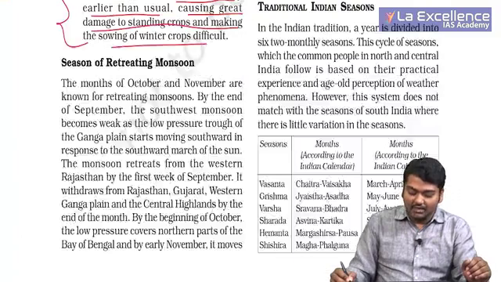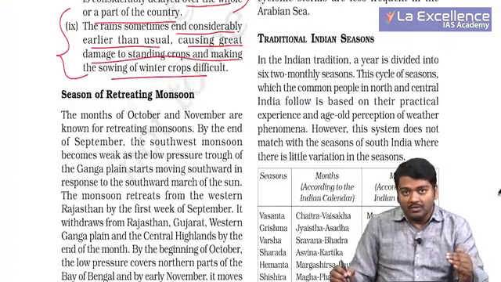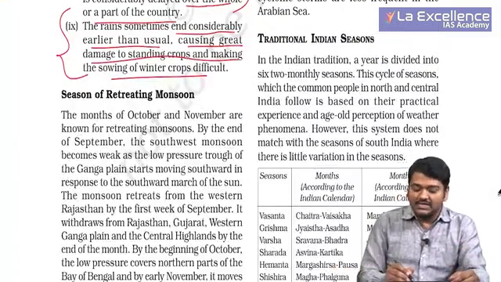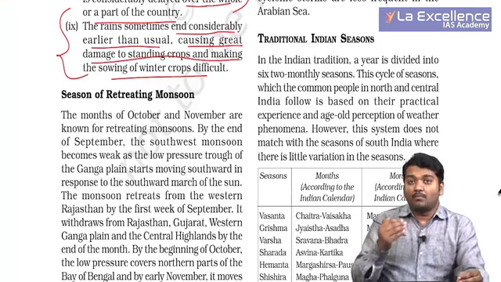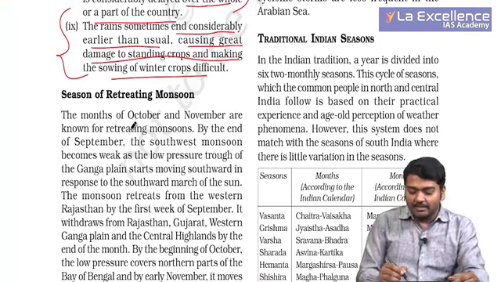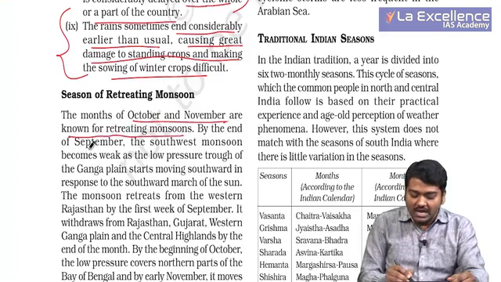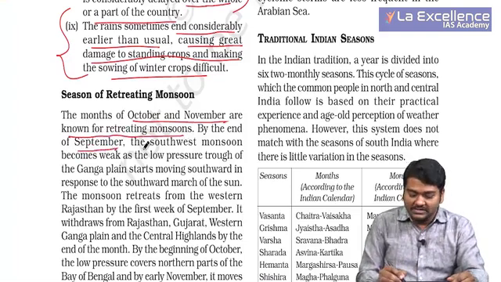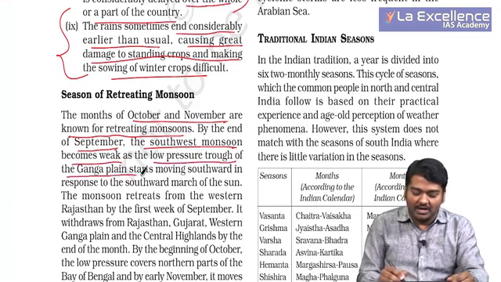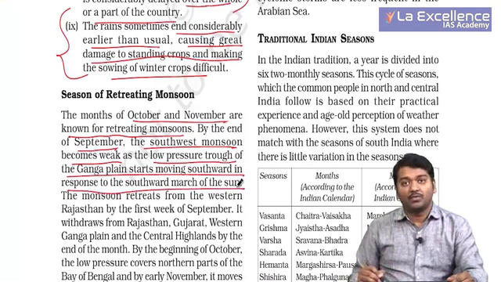Season of retreating monsoon. With the southward movement of the sun, we also see that the monsoon winds will retreat. The months of October and November are known as the retreating monsoons. By the end of September, the southwest monsoon becomes weak as the low pressure trough of the Ganga plain starts moving southward in response to the southward movement of the sun.